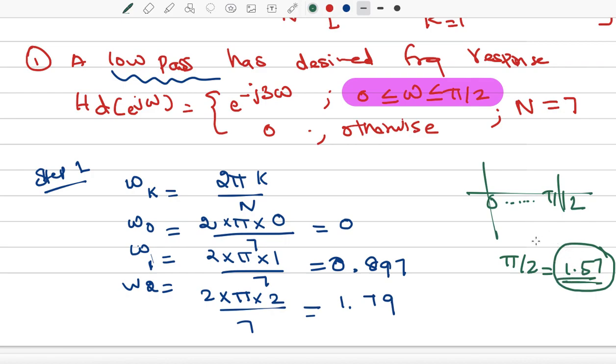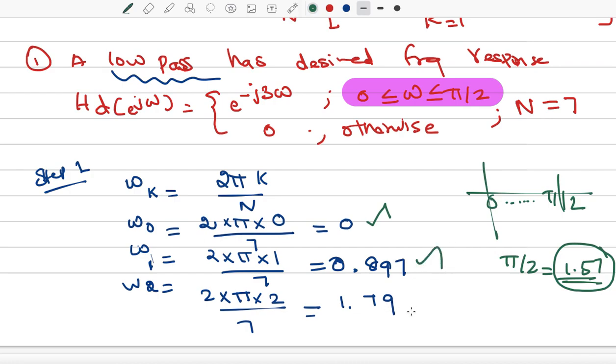Now we want to compare this cutoff frequency with these samples, whether it will allow the signals or samples or not. Okay, first compare the sample 0. It's having 0. That means it has the lower cutoff frequency. So it will allow. So the first sample will be allowed by this low pass filter. Then compare the second one, will it allow 0.897? This also lies below these values, so it will allow this value.